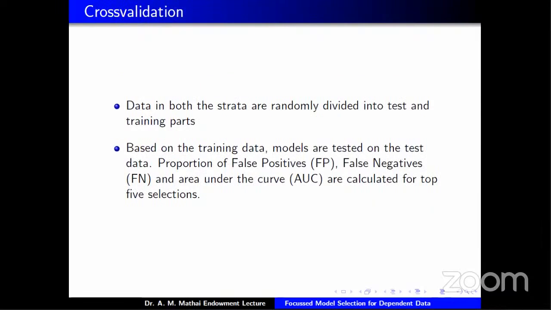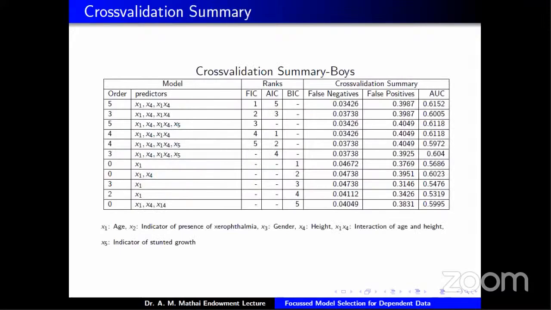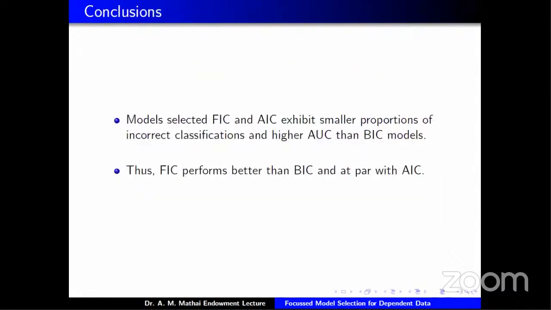In the GLM context, we have also analyzed the Australian rainfall data from Melbourne, which is also very popular, to select a generalized ARMA model using these FIC ideas. These are some of the applications. I skipped some of these analyses because there is nothing extraordinary, but what we found is that models selected by FIC and AIC exhibit a smaller proportion of incorrect classification and higher AUC, area under the curve, than the BIC models. FIC performs better than BIC in this particular case, and is on par with AIC.